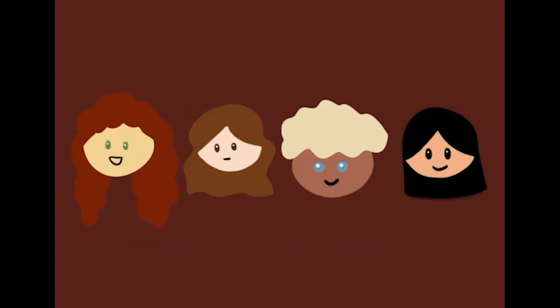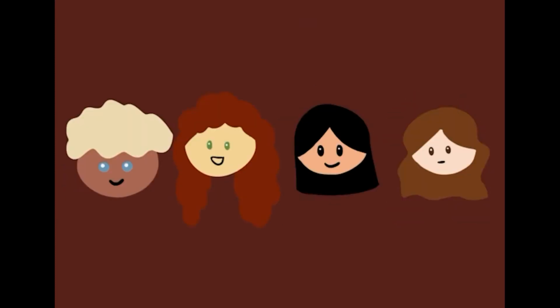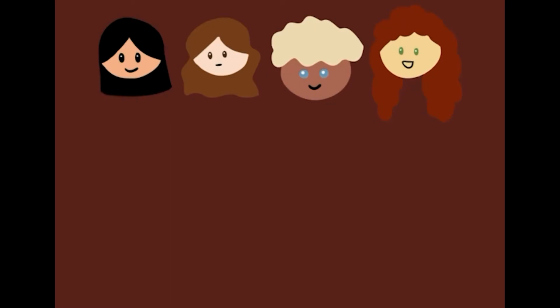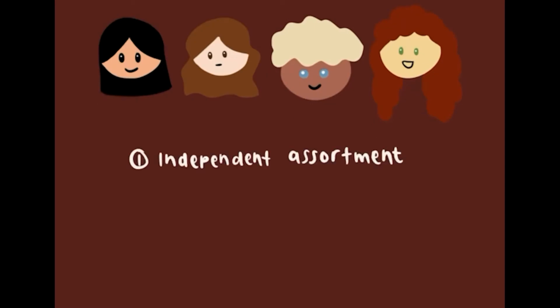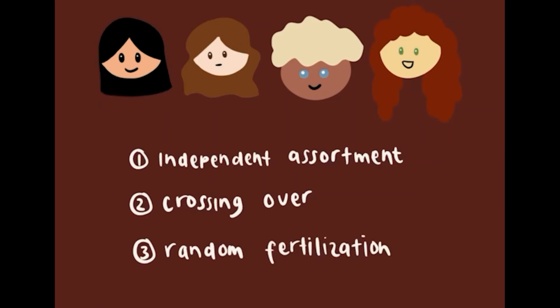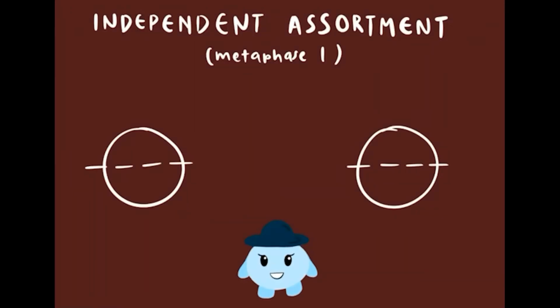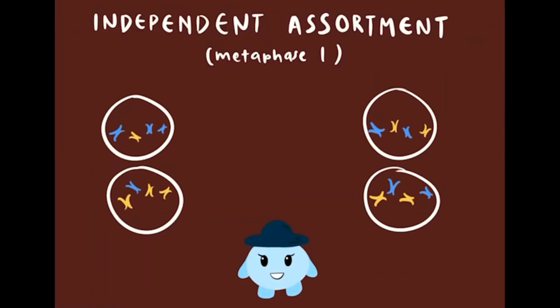What makes sexual reproduction so unique is the variation that occurs in every generation. The genetic variation is caused by the independent assortment of chromosomes, crossing over, and random fertilization. Independent assortment occurs when the homologous chromosomes align randomly during metaphase 1. So when the chromosomes are separated during anaphase 1, the combination of chromosomes will be random.